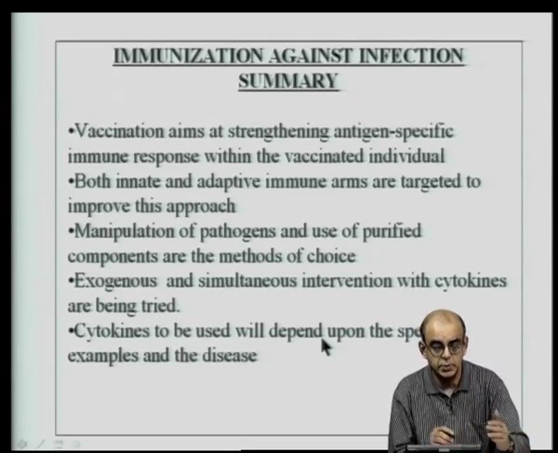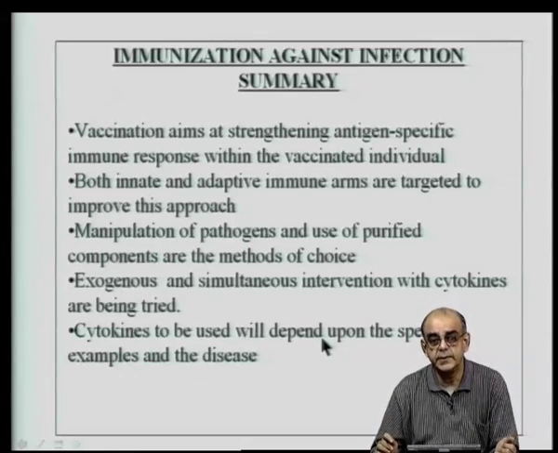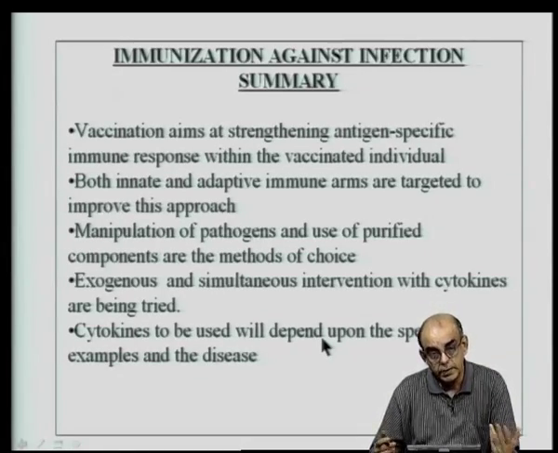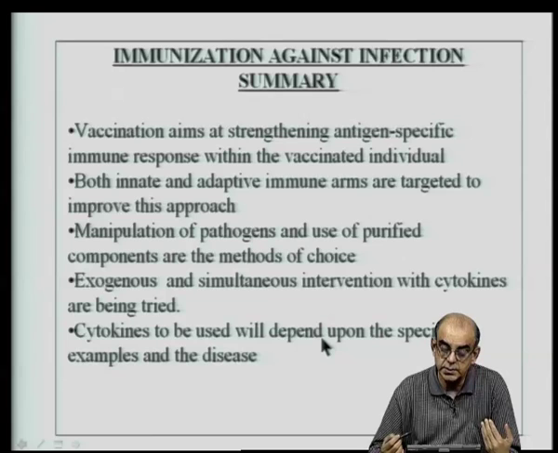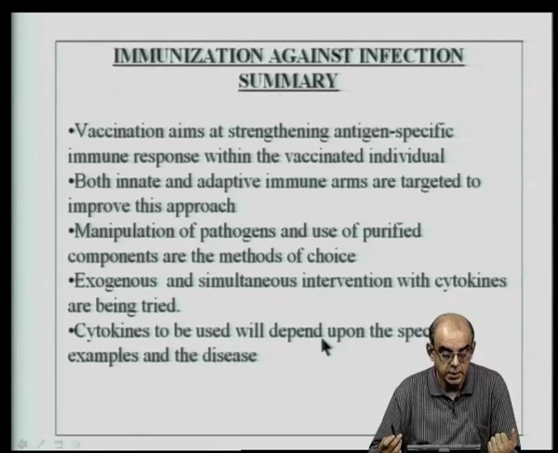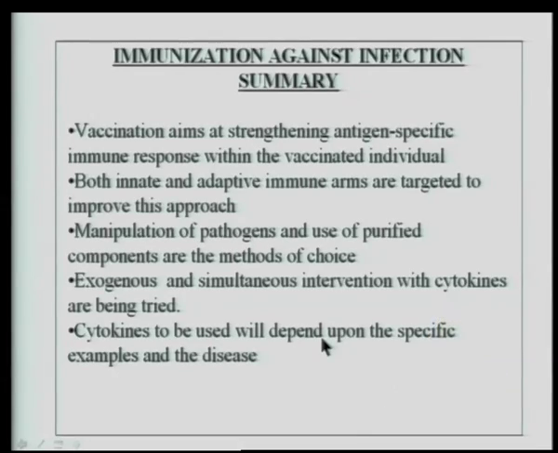So, summarizing, of course, you have all these different kinds of attempts, which are basically aimed at strengthening the immune response. Both innate and adaptive immune response are targeted to improve this approach, and of course, you manipulate the pathogen to make it less virulent. Purified components are used, exogenous and simultaneous intervention with cytokines are being tried, as I just mentioned, and cytokines to be used will then depend upon the specific examples and the disease, because each one of us responds differently to different kinds of organisms.